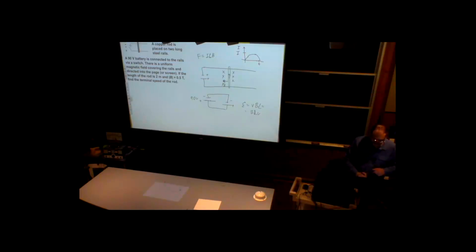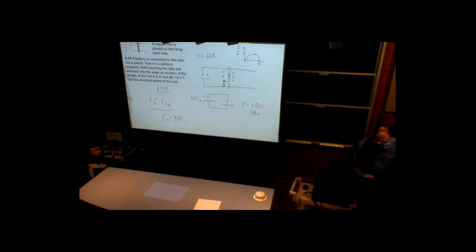So this is what motional external, when time is greater than 0, this is the condition which tells us what to do. The motional EMF eventually reaches the same value, which is 90.